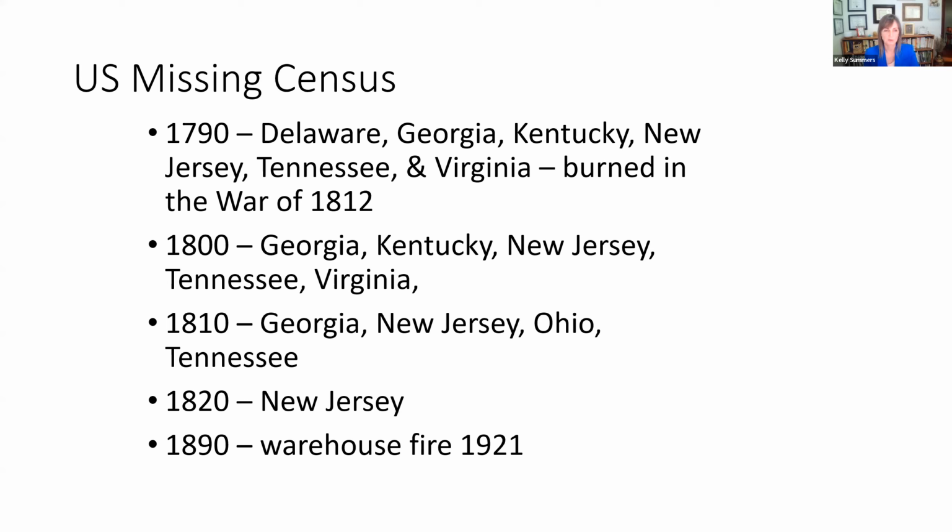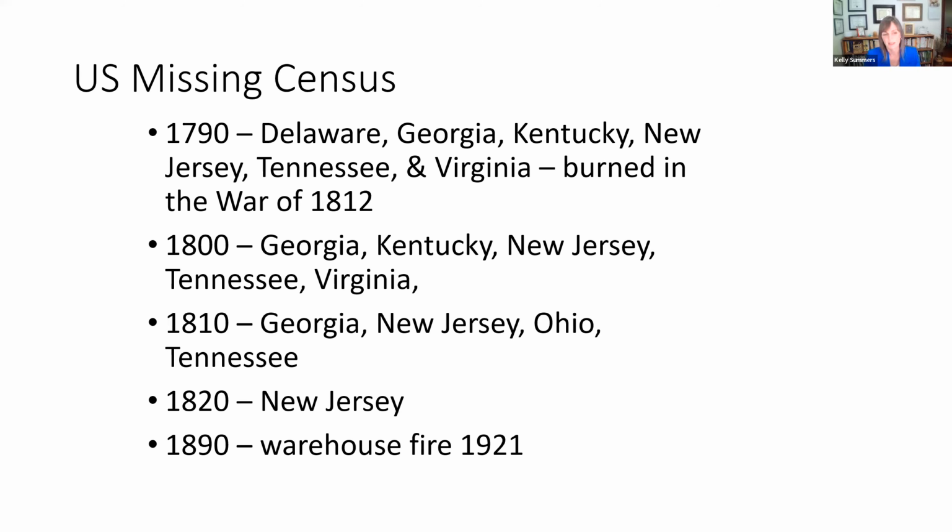And actually, that's true for the 1800 and 1810 census. Both those years for Georgia, both those years for New Jersey, and then 1800 for Kentucky, Tennessee, and Virginia, and Ohio and Tennessee for 1810. So if you have ancestors living in those locations during those years, you will need to seek out what we call census substitutes. I'm not going to talk about those today, but I just want you to be aware so you're not wasting time looking for records that are not going to be found.